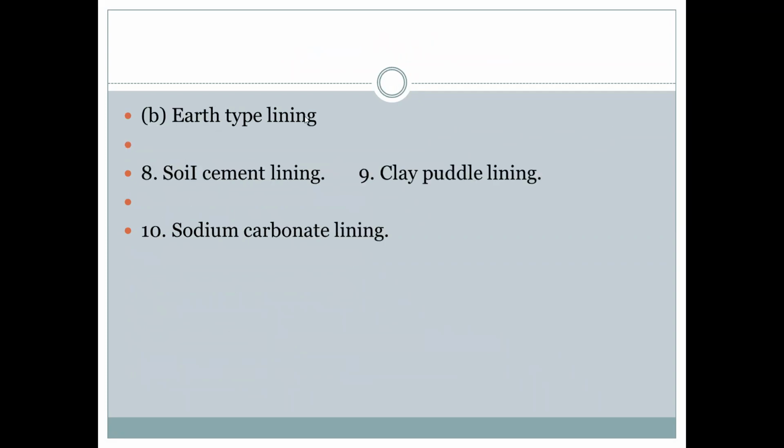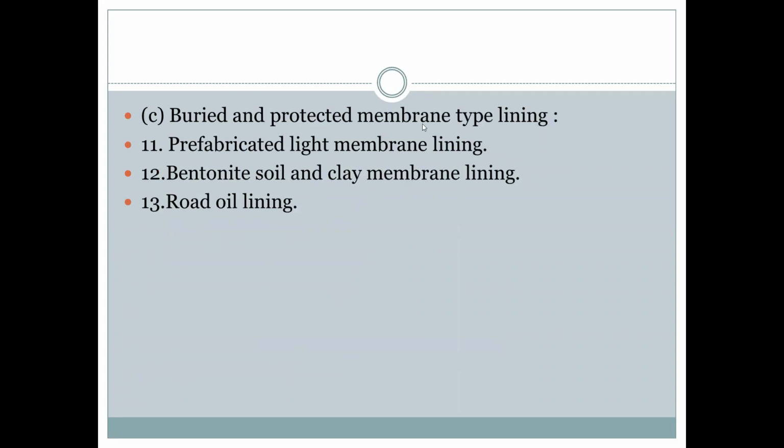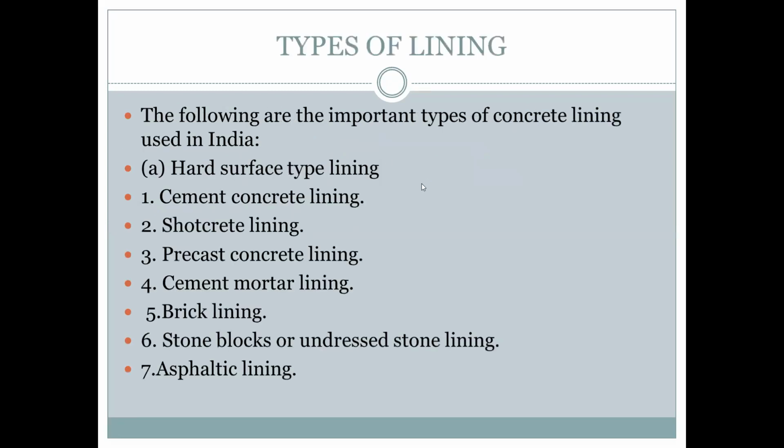And the second type, earth type lining, has three types: soil cement lining, clay puddle lining, sodium carbonate lining. And again, buried and protected membrane type lining includes prefabricated light membrane lining, bentonite soil and clay membrane lining, and road oil lining. These are the three types. These are the various types of lining.